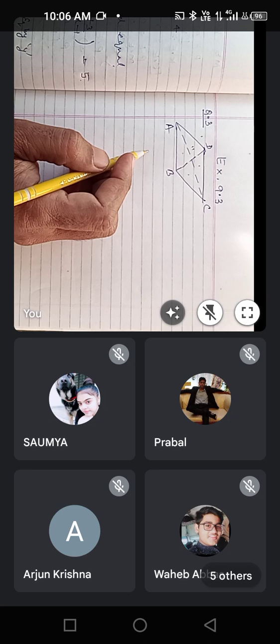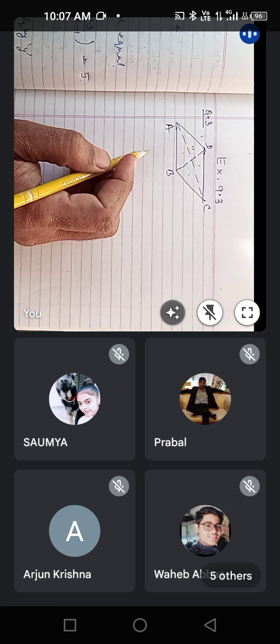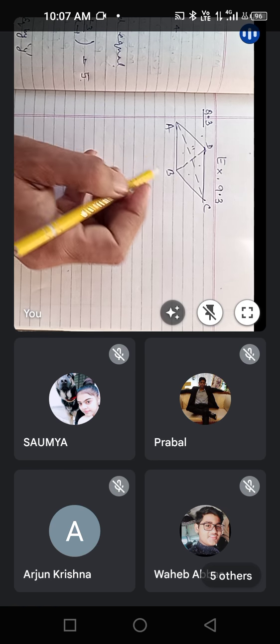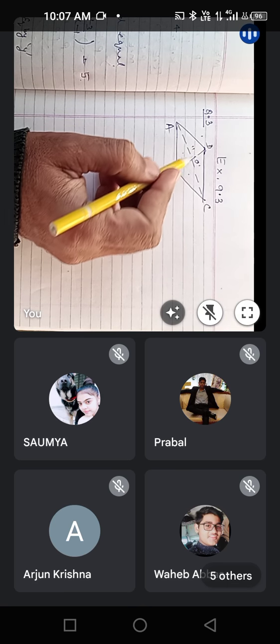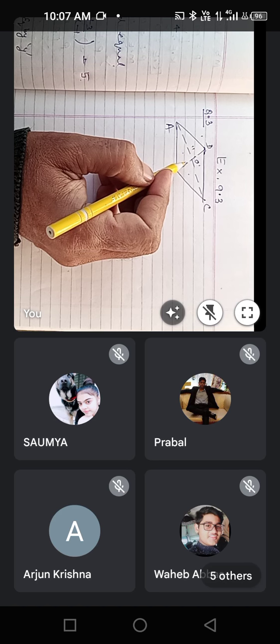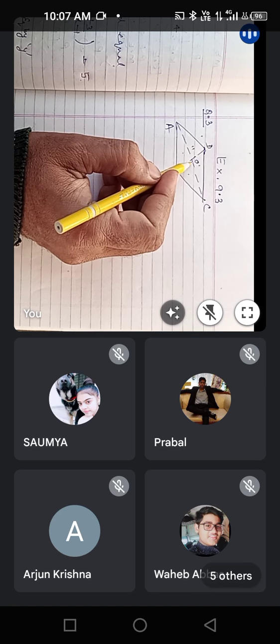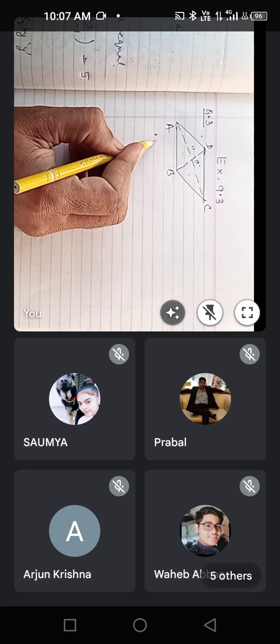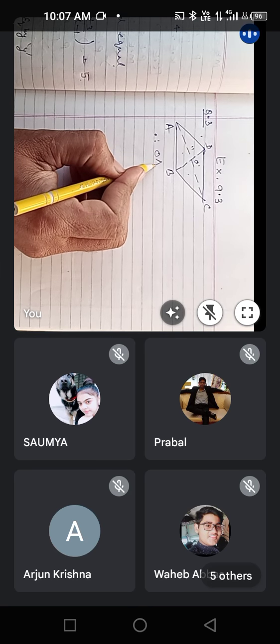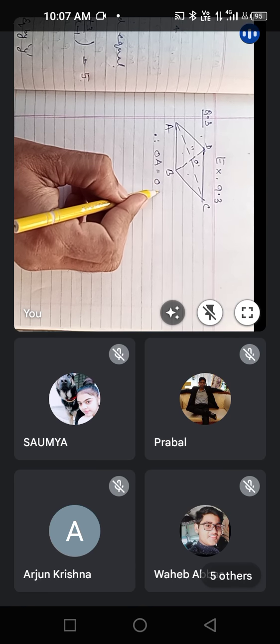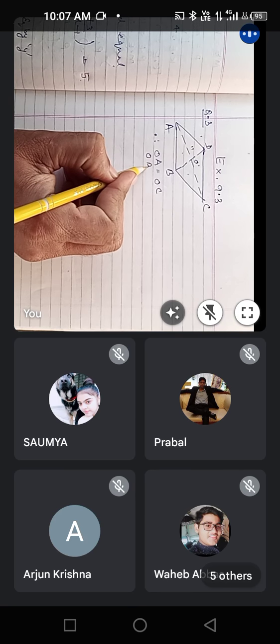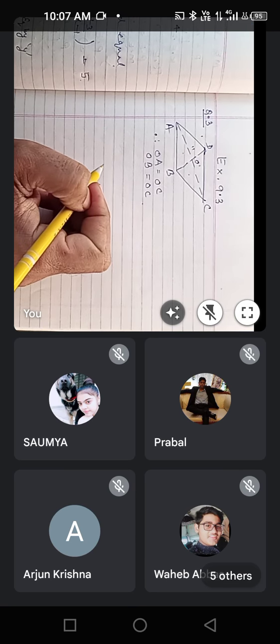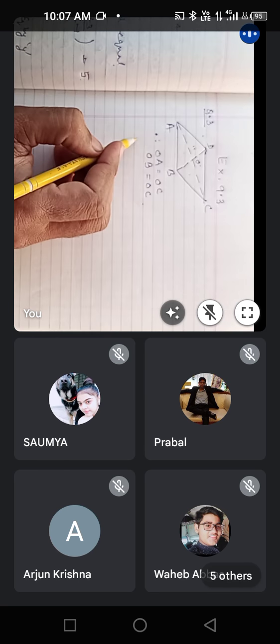As we know, the diagonals of a parallelogram bisect each other at O. Both of these diagonals bisect each other at O. Therefore, OA is equal to OC, and OB is equal to OD. Right?